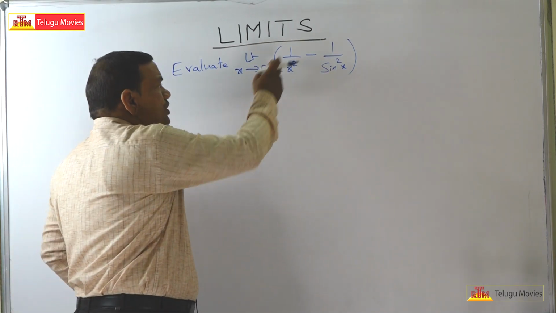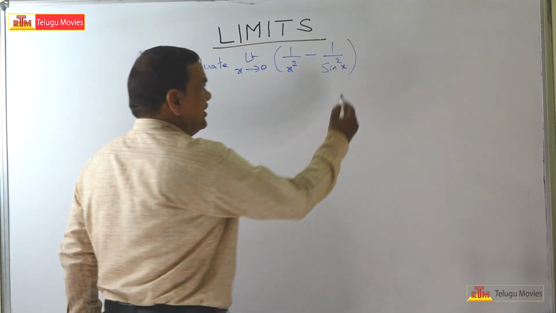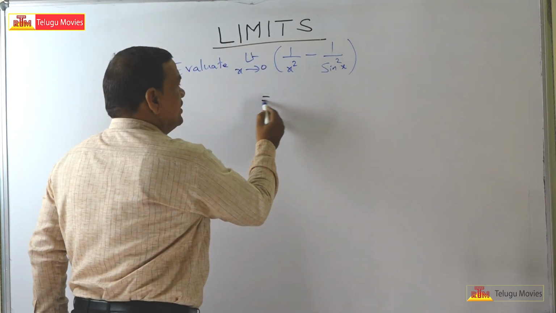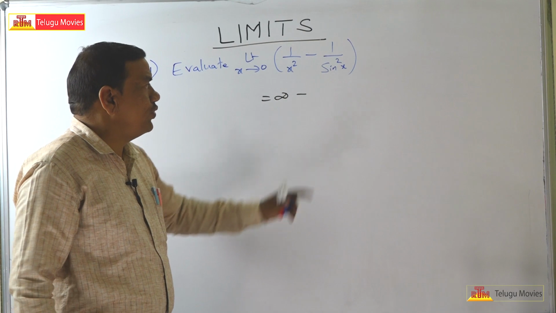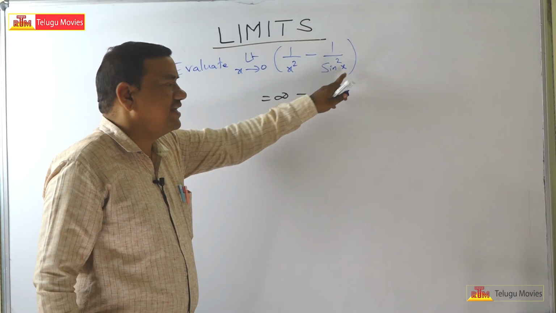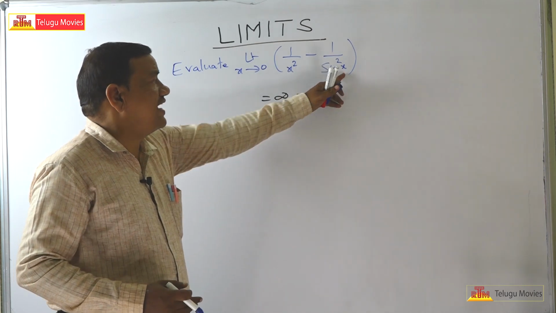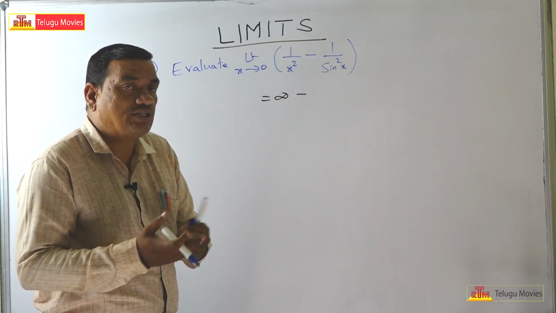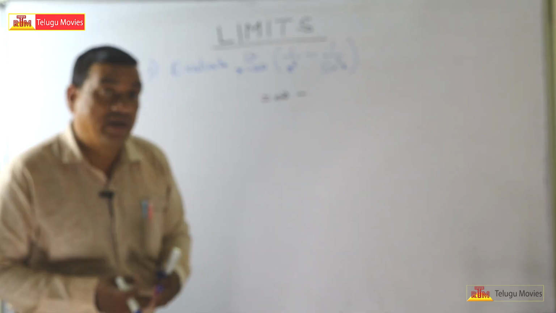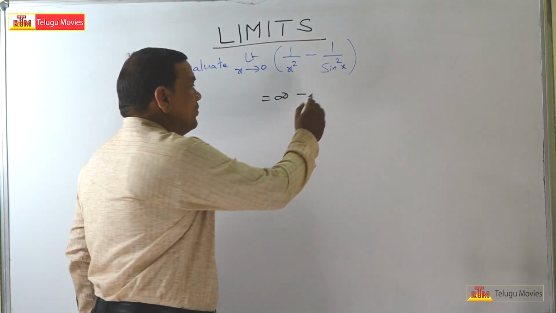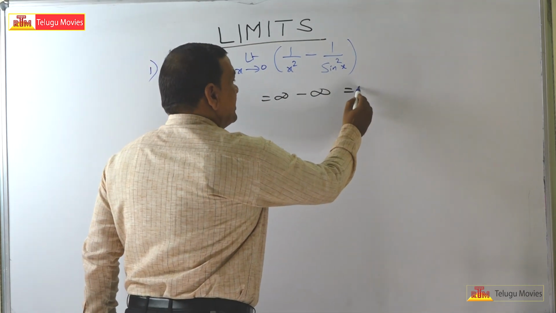as x tends to 0, 1 by x square tends to infinity. So it is infinity minus, as x tends to 0, 1 upon sin square x, where x is in the denominator, sin x tends to 0, sin square x tends to 0, and on the whole 1 by 0 is infinity. Therefore infinity minus infinity, and they will take it as 0.